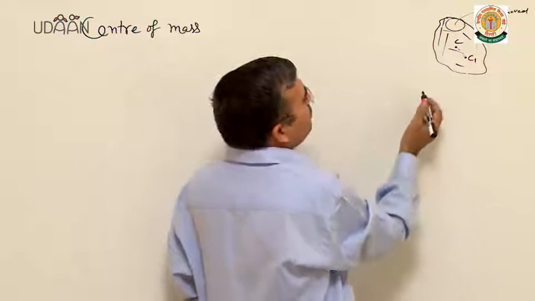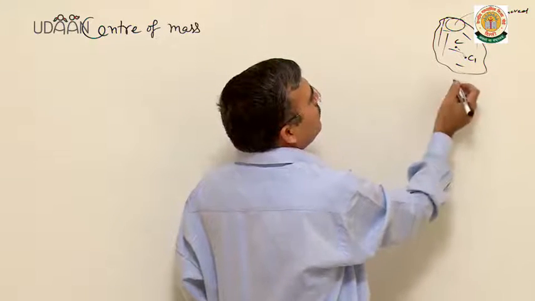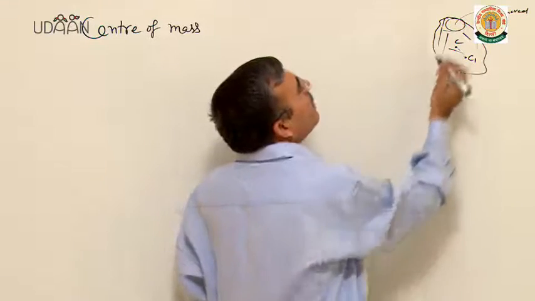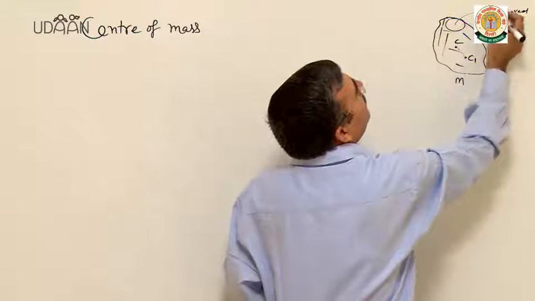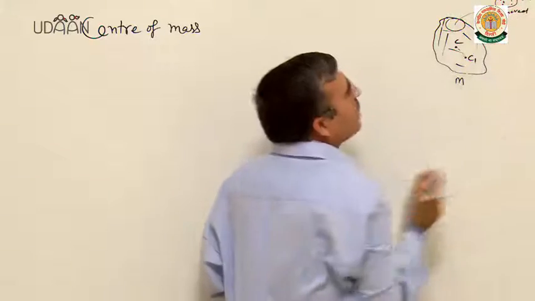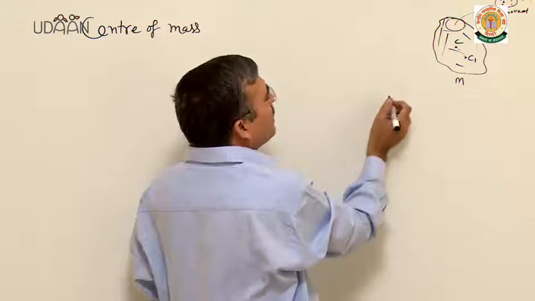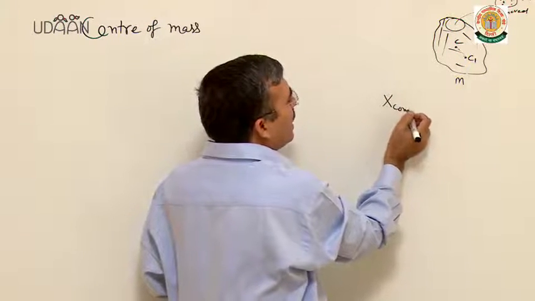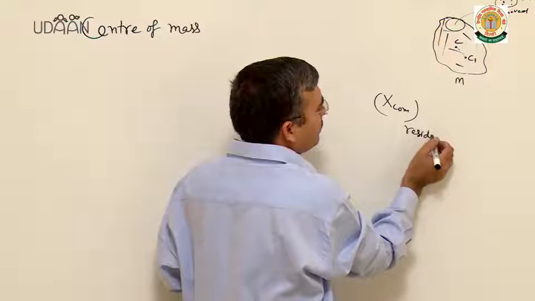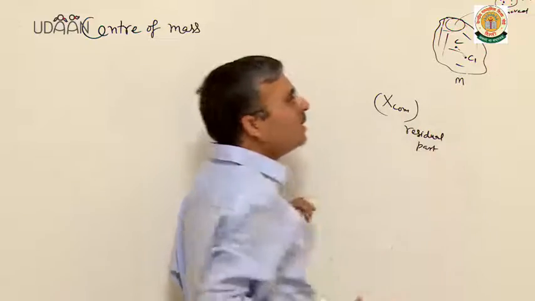So for this, suppose the mass of the total body is capital M, and the mass of the removed part, we have removed it, its mass be small m. Then, for example, I calculate x com of the residual part of the body.